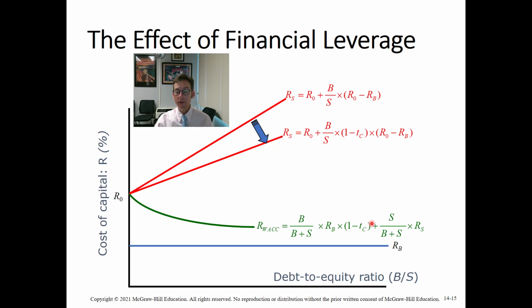And so this is why we see that the assumption of no taxes is not a good one, because taxes are what create the ability to create value for your shareholders through leverage. Now this tells us that capital structure is not irrelevant.